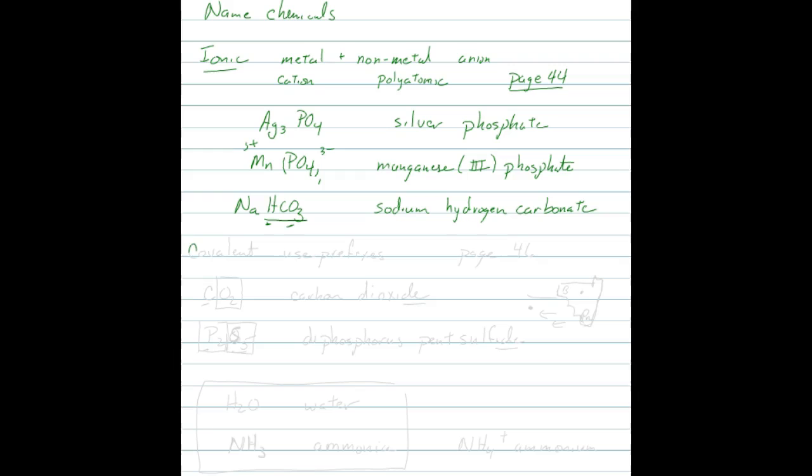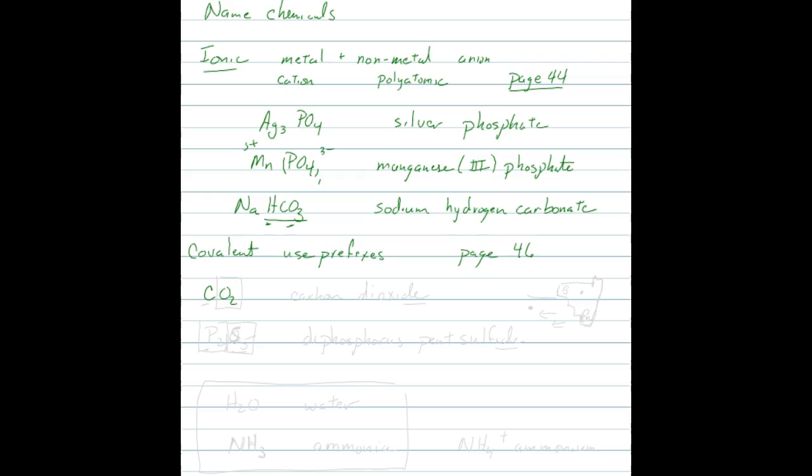Covalent compounds, this is new. On a covalent compound, you use prefixes. These are on page 46. CO2, C and O are both nonmetals. So if you do CO2, you can't get the positives and negatives to cancel out. So it's not an ionic, it's covalent. It's a different type of bond between the carbon and oxygen.